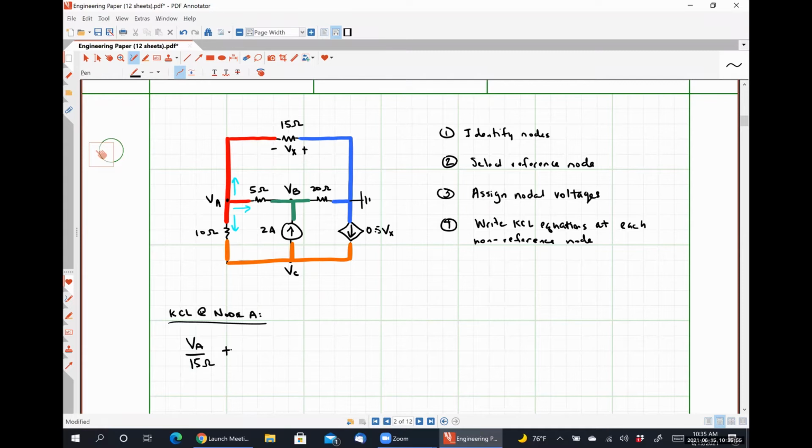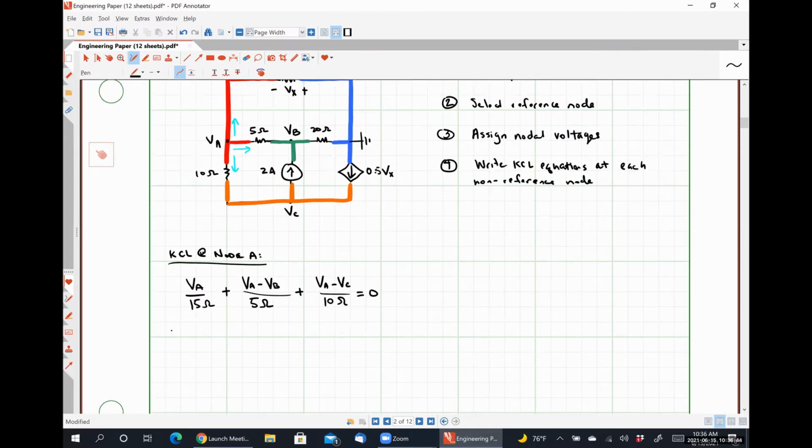What about the current flowing to the right through the 5 ohm resistor? VA minus VB over 5 ohms. That is correct. And finally, the current flowing down through the 10 ohm resistor. VA minus VC over 10 ohms. Set all of these equal to zero. All right. Let's do this over here for now.